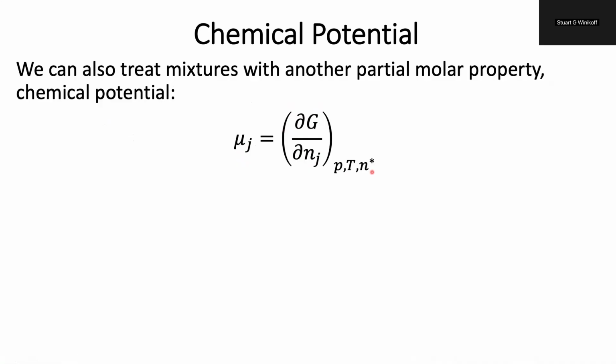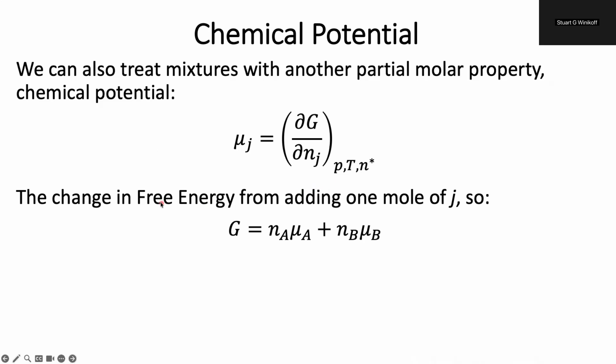Now we're doing this under fixed pressure, temperature, and amount of other substances. Just like last time where we saw that the volume could be simply calculated from the sum of the partial molar volumes, similar here, we find the free energy from adding 1 mole of J will increase the free energy by the chemical potential of J. We can do the same approach to derive the Gibbs free energy for a mixture as the moles of each component times its chemical potential. And it's this version that we really use when looking at phase transitions.